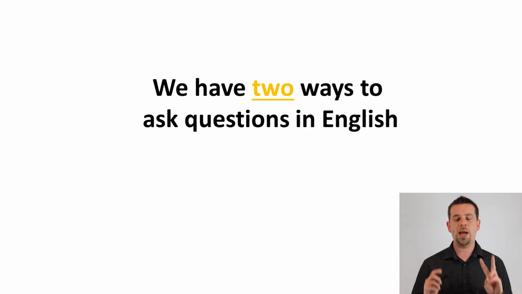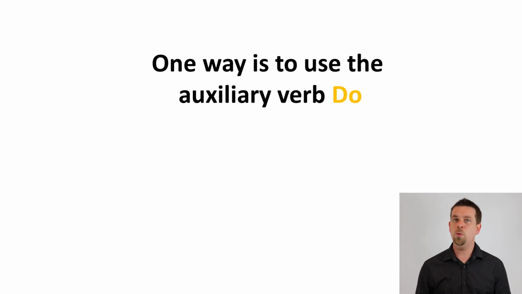I am teacher Terry. In today's video, I want to show you about questions in English. And I want to explain how we have two kinds of questions in English, because sometimes we use the auxiliary verb do or does, and sometimes we don't. So let's see. We have two ways to ask questions in English.